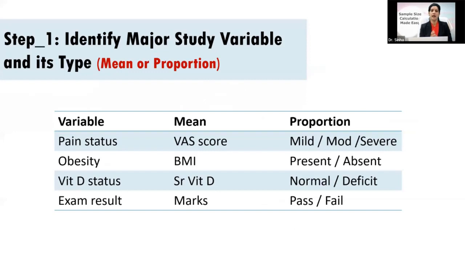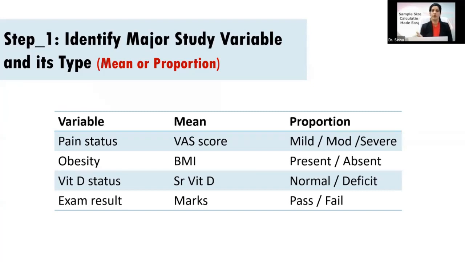So the first step is to identify the major variable in your study or research question. Like in this case, you can see there are many variables on the screen: the pain status, obesity, vitamin D status, exam result. If you want your outcome in the form of a mean, like mean VAS score, where VAS is the visual analog scale score, or mean BMI, or mean vitamin D level, or mean marks.